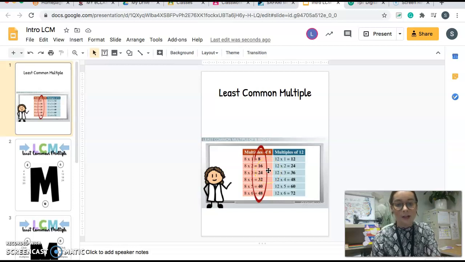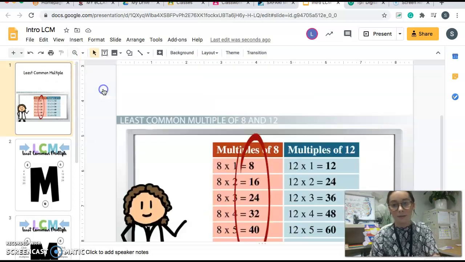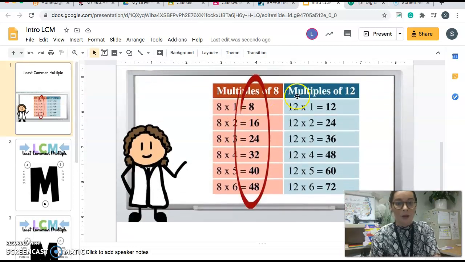As you can see right here in this picture, we were looking for the least common multiple of 8 and 12. So 8 times 1 is 8. 8 times 2 is 16, 8 times 3 is 24, 8 times 4 is 32, 8 times 5 is 40, and 8 times 6 is 48.